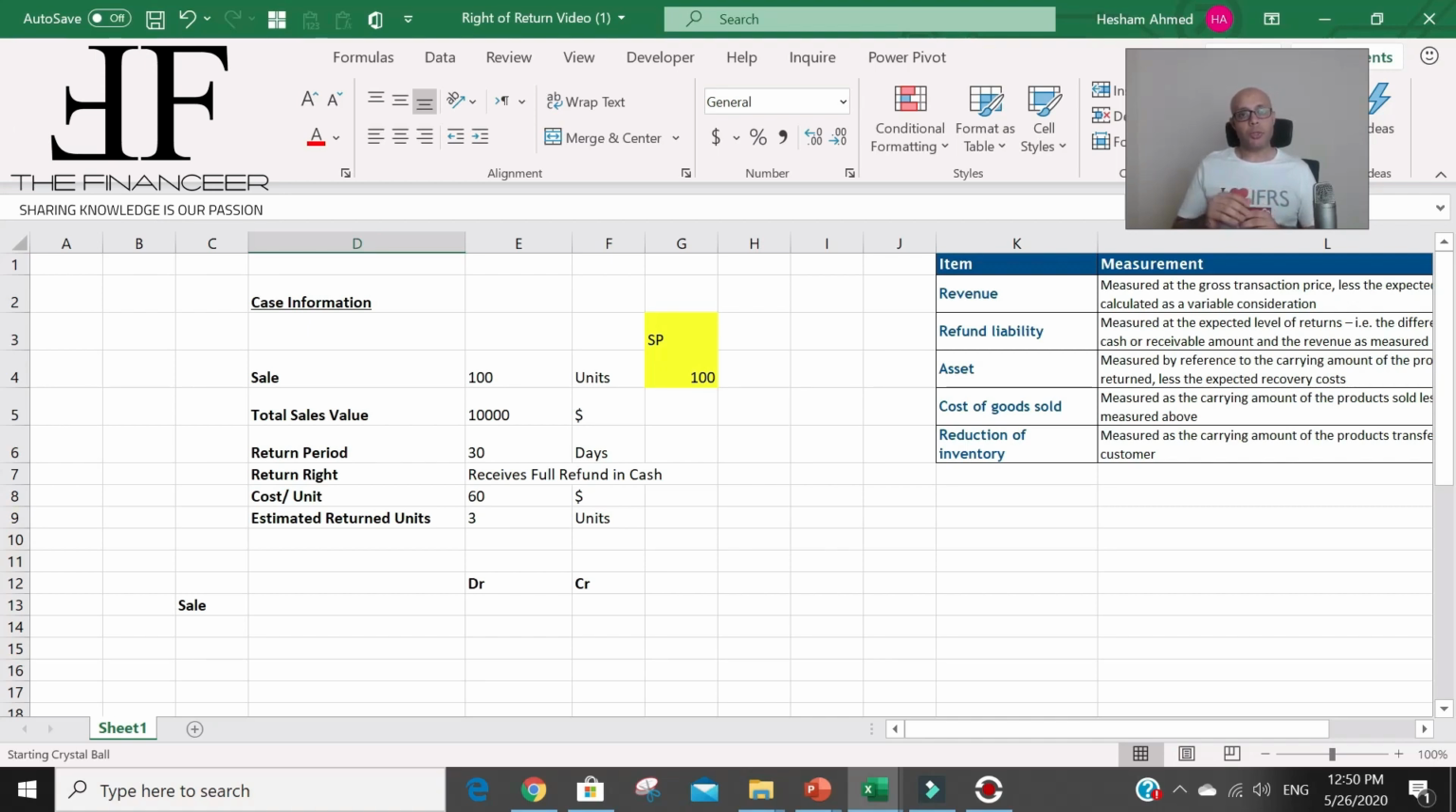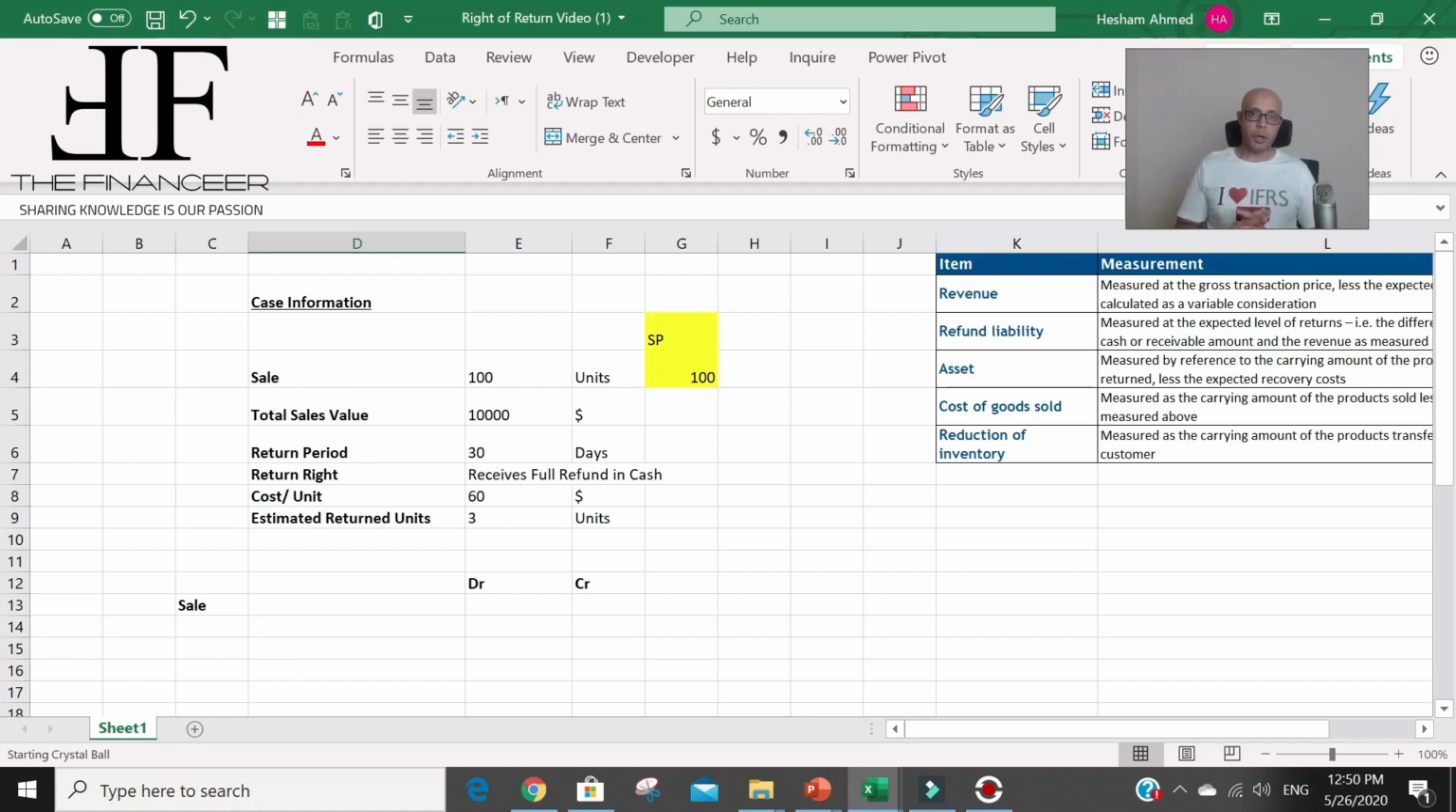Step number 4 is to allocate the transaction price over the performance obligation. We have only one performance obligation, and this is the value of this one performance obligation. Step number 5 is related to the recognition of the revenue. The question here is when and how much. When should the company recognize revenue and on how much value. These are the two main questions that we are going to answer today in this example.